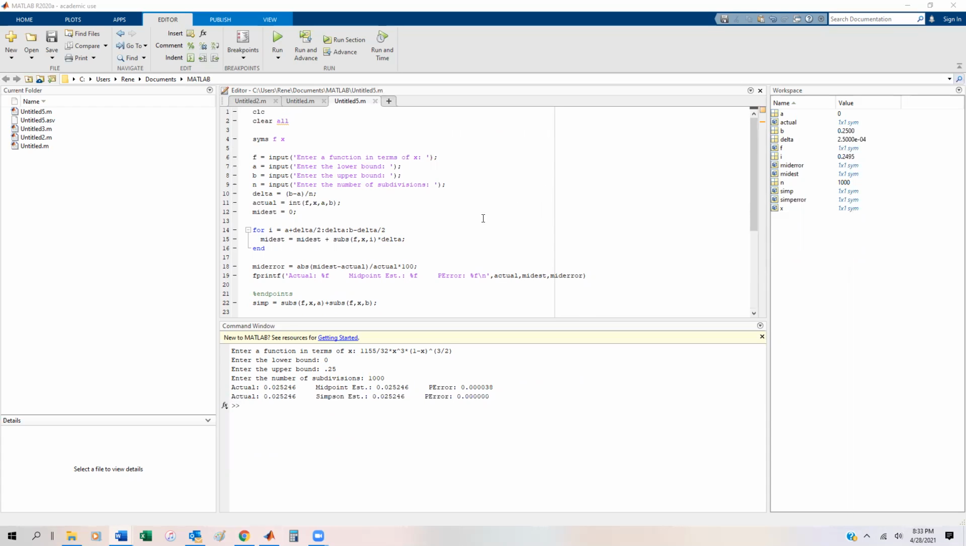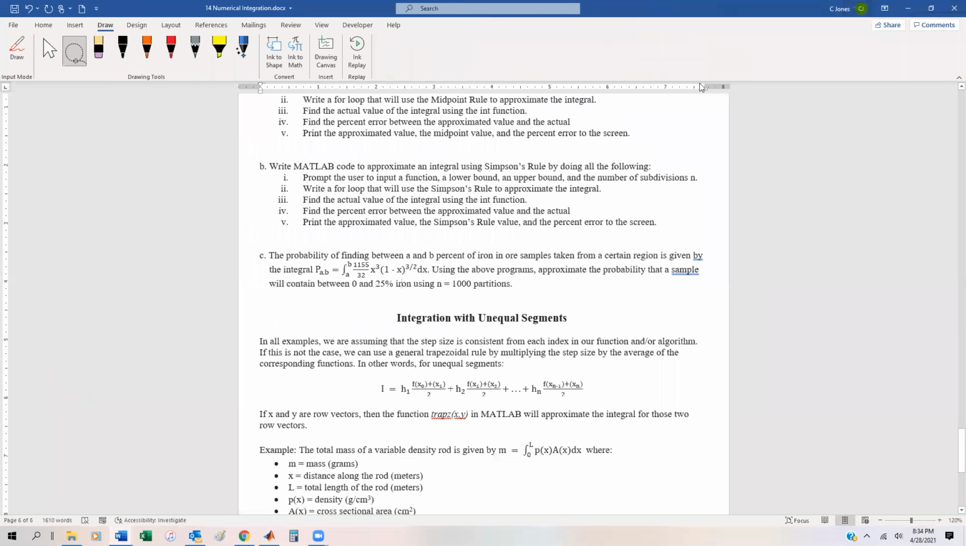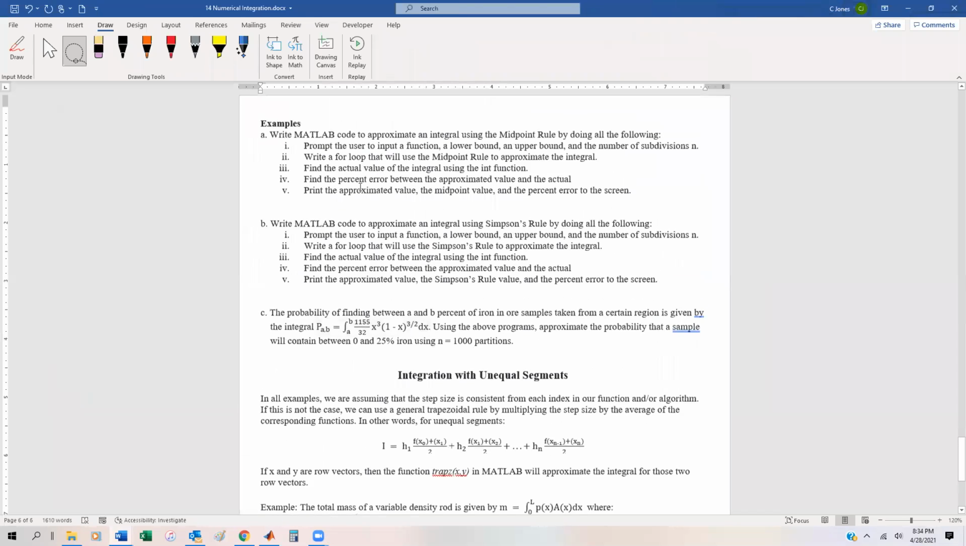The last thing we're going to do is look at uneven types of segments, and we'll do that in the next video. But again, hopefully this helps you to understand the algorithms. And again, you'll have to write this for the trapezoidal rule. Just utilize some of the same code and change a few of the parameters so that you can do that.